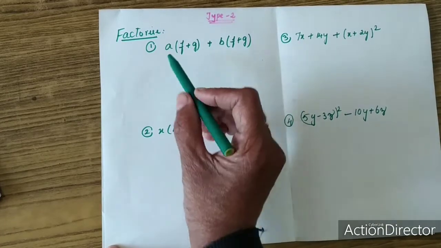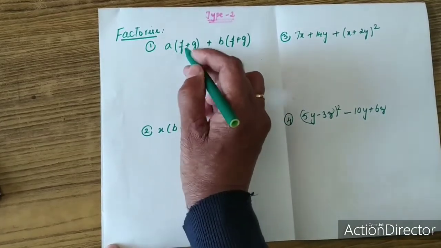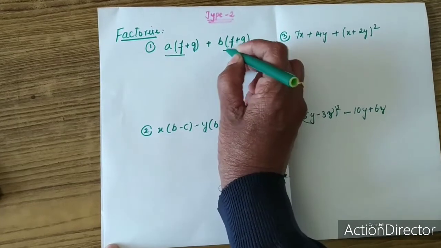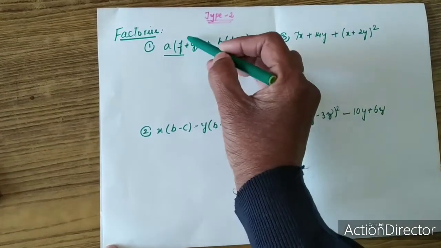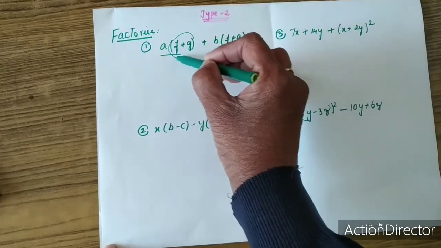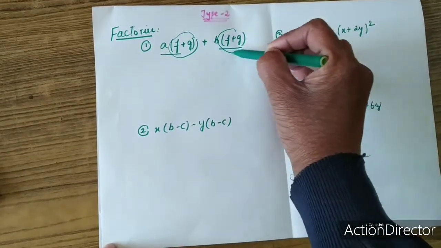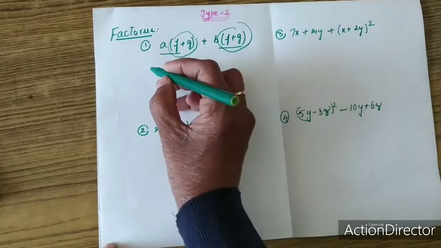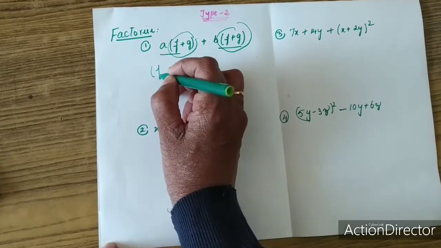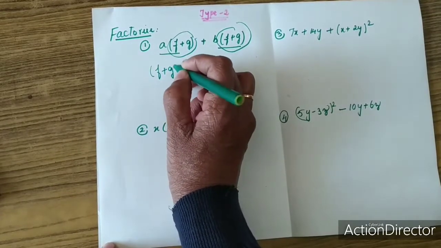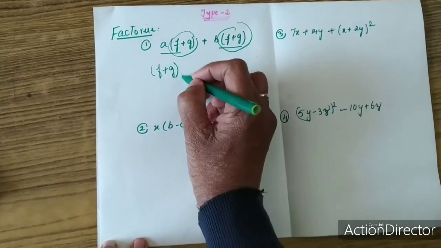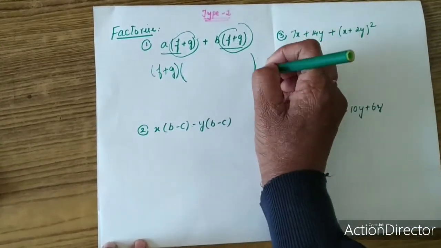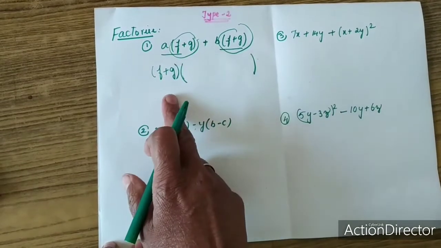So if you observe the first term and the second term, what is the HCF of these two terms? You are able to observe that (f plus g) is here, and here also you have (f plus g). So that will be written in the first bracket. As I said earlier, the HCF is always written in the first bracket, and in the second bracket we will divide each term by the HCF.